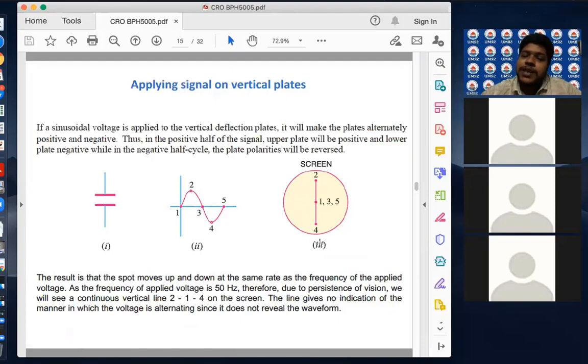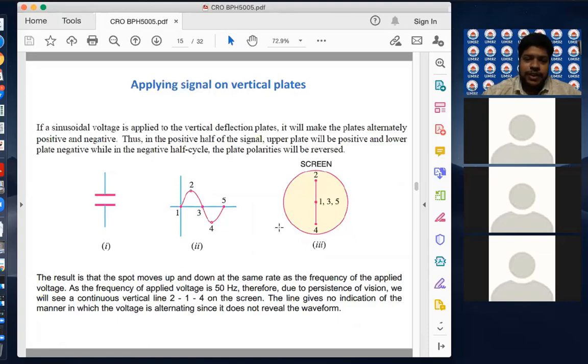The waveform भी नहीं बता रहा है, और एक सिंपल लाइन आ रहा है, उससे हमको ये पता भी नहीं चल रहा है कि वोल्टेज कितनी बार चेंज हो रहा है, कैसे चेंज हो रहा है, इसका फ्रीक्वेंसी क्या है. That we can't measure in this way. So for that we have horizontal plates.